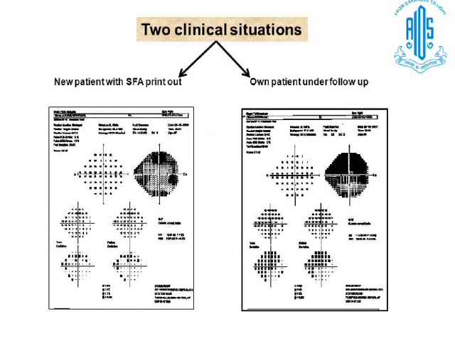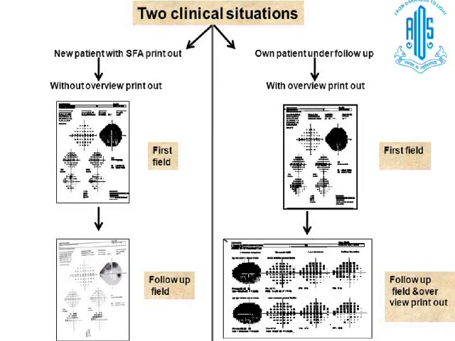There are two clinical situations. The patient coming to us, our own patient for follow-up, already carrying the printout of our visual field analyzer, or the patient coming with a printout from somewhere else. If the patient was seen somewhere else and has a printout from there, you don't get the overview printout. You have to analyze the single field analyses side by side.